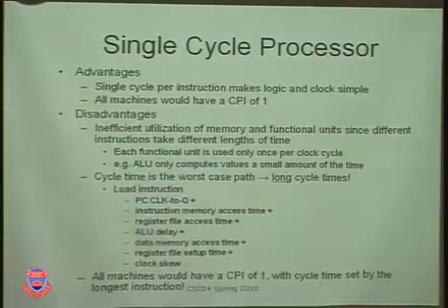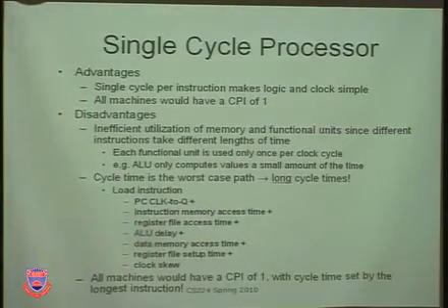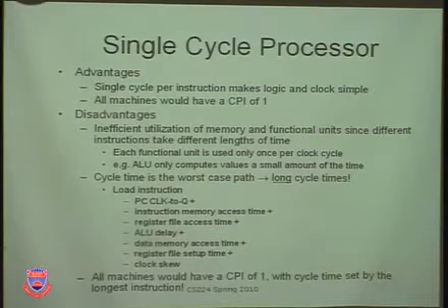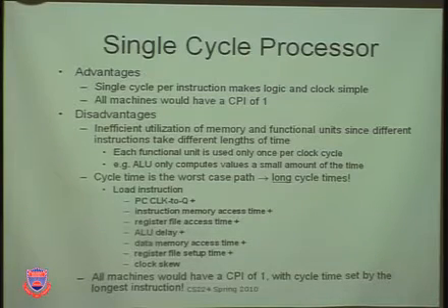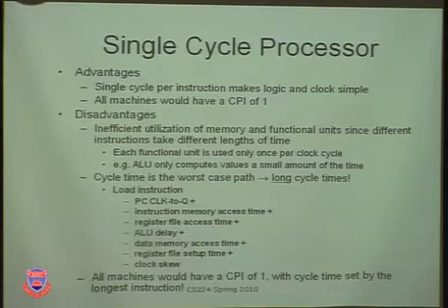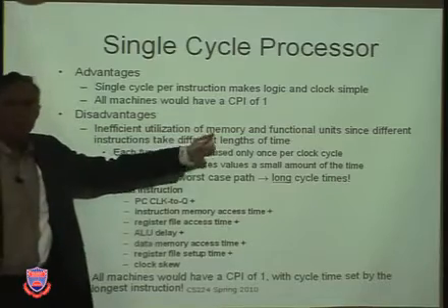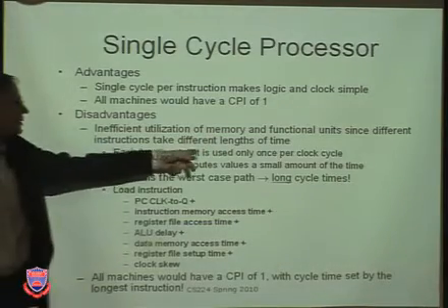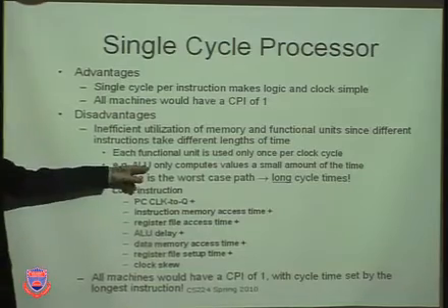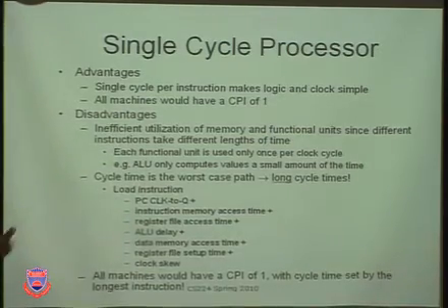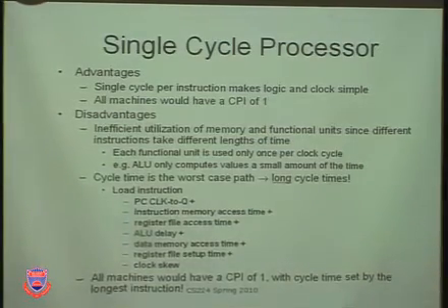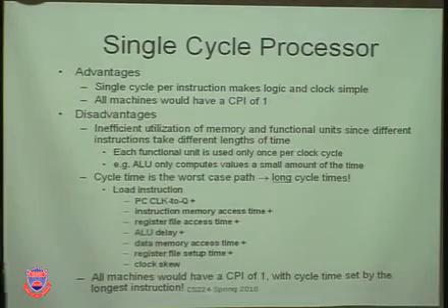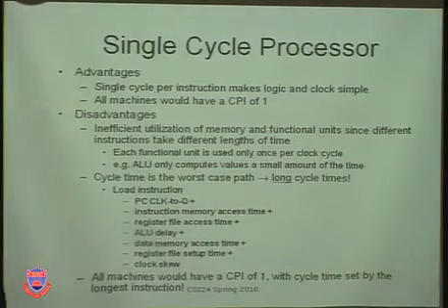That's one major disadvantage. And the second one is that we get inefficient utilization of our resources because we've got the memory and functional units and register file, and they all take different lengths of time to use them, but we only use them once during an instruction. So because they're only used once per clock cycle, for example, our ALU, which is a big piece of hardware, sits empty and idle most of the time. Only a very small amount of the time is our ALU used, or our data memory used, or our multiplexers used, or our register file used.